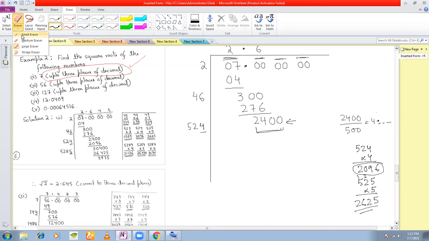Okay, so we'll write here the digit 4, and we'll write a 4 on top here also. And we'll write 524 into 4 is 2096. And you subtract to get 304. You bring down this pair of 0s also.